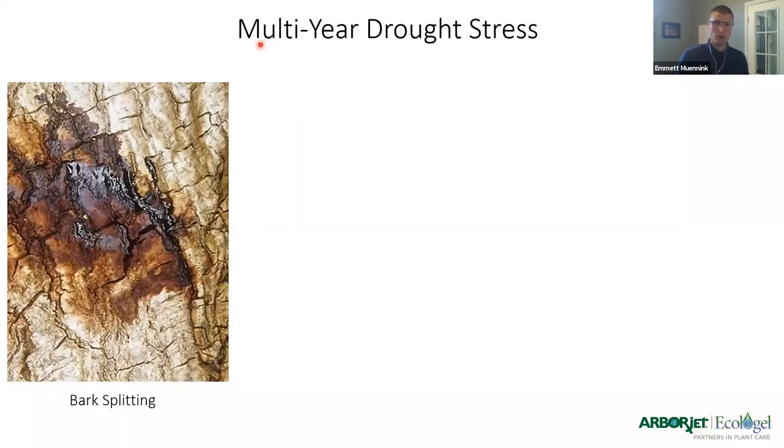So when you have multiple years of drought stress, something you might look for is bark splitting. Basically, the cells in the trees constrict and the bark will literally split open. And so what you might see associated with that is kind of this black ooze. Some people think that might be caused by a bacterial canker, or maybe there's a wood borer underneath there. A way to check is to take a chisel and chisel underneath that bark and look for those types of things.